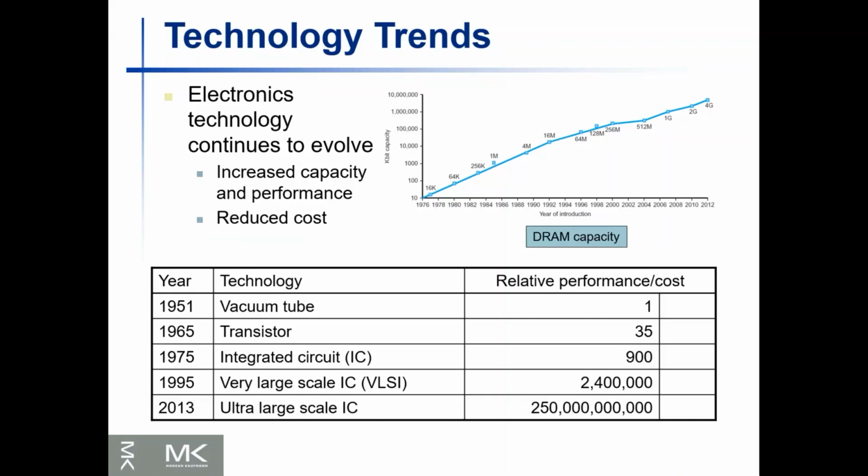So technology allows us to improve RAM capacity, and also, in the table down there, what we call transistor technology, from vacuum tube all the way to ultra large scale IC, where you have billions of transistors per chip, which means the cost is also cheap. Relative performance per cost is very good.